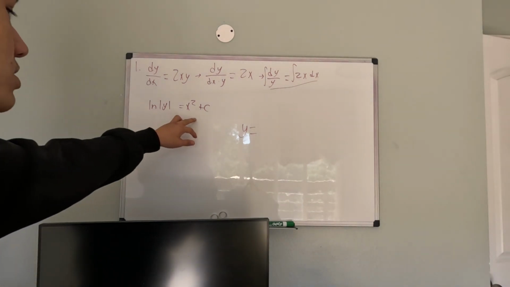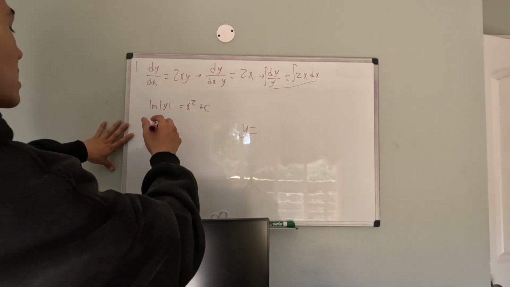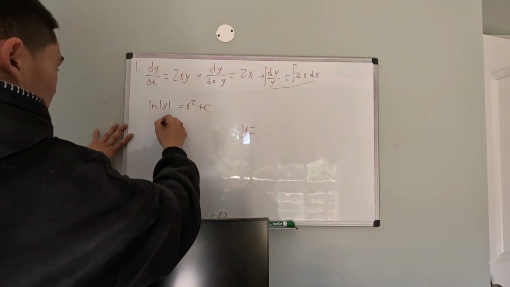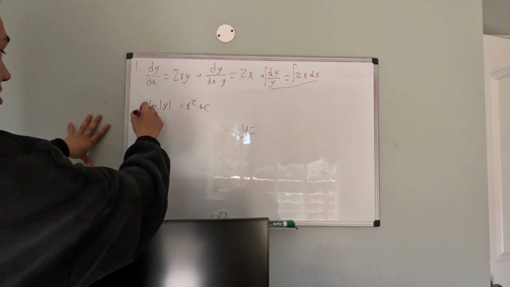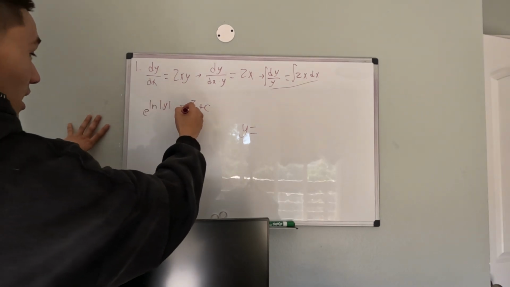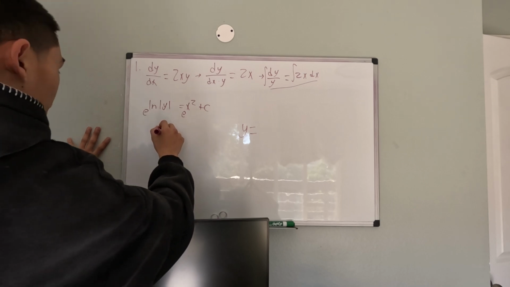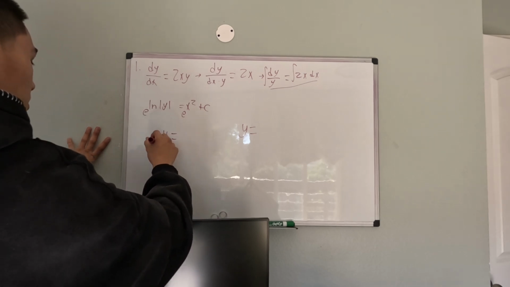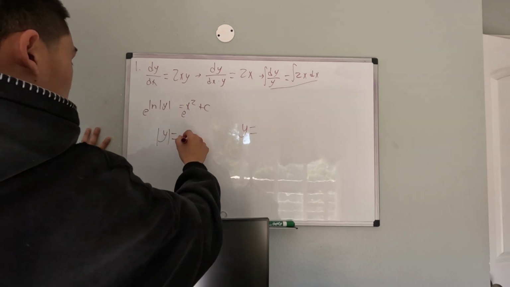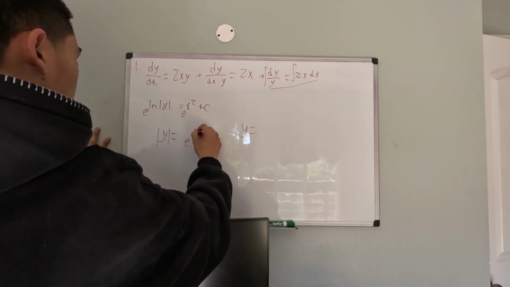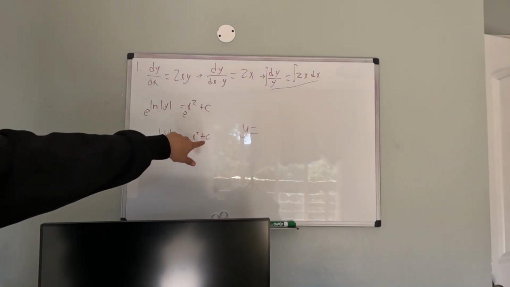Anyways, once you have this right here, how are we going to isolate the y? You're going to have to exponentiate both sides. So then you say e to that, and then e to that. So then you're going to actually be left with the absolute value of y equals e to the x squared plus c.